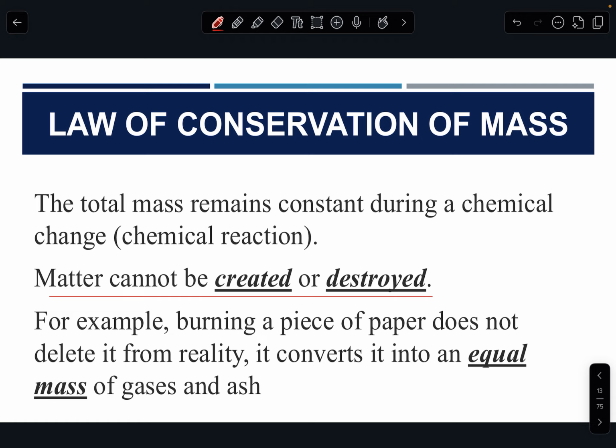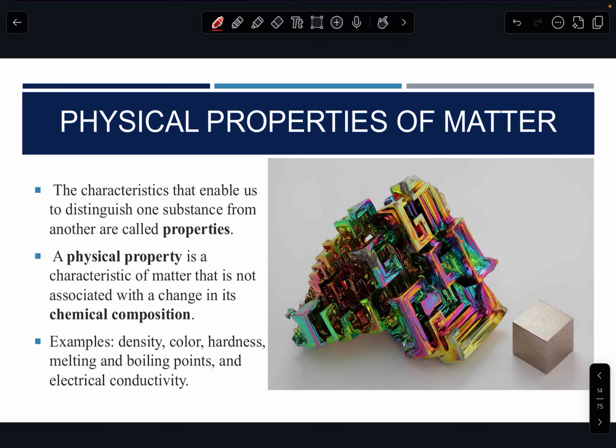So, like it says here, if you burn a piece of paper, it does not remove it from reality, it just converts it into a different thing. So for an example of physical properties, let's talk about bismuth, my favorite element. Bismuth, that's number 83. I'll put it right there. The physical properties of bismuth we can describe here.